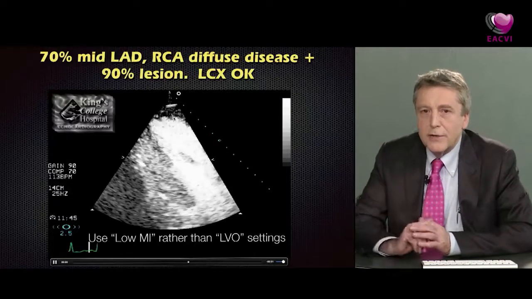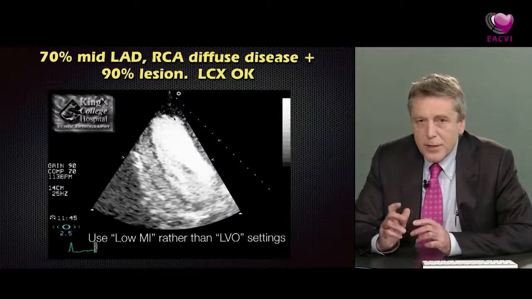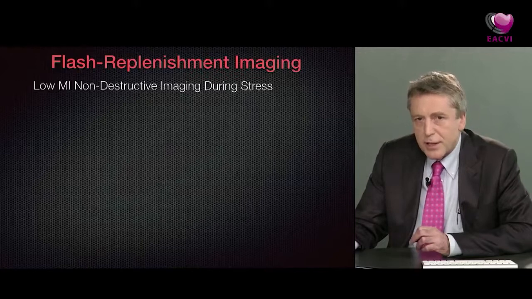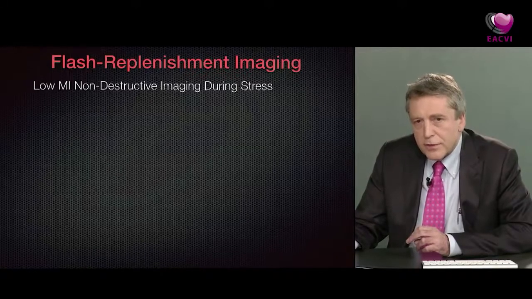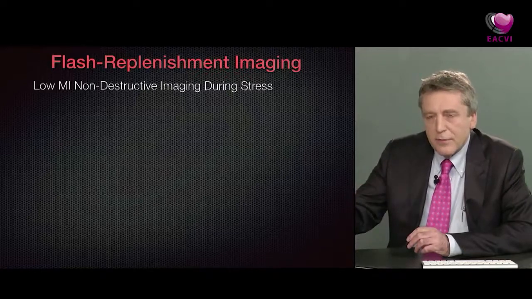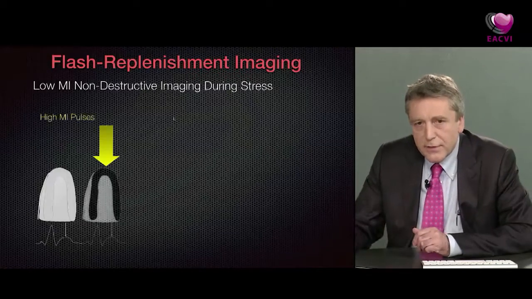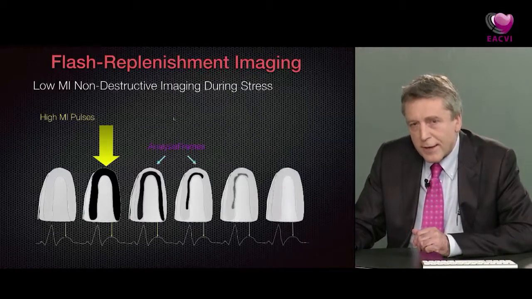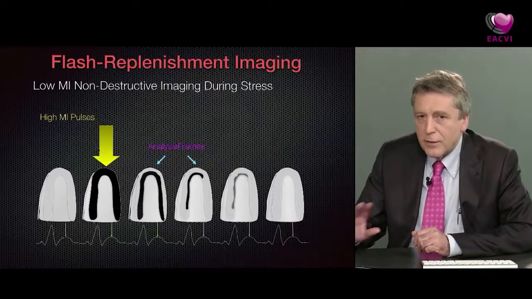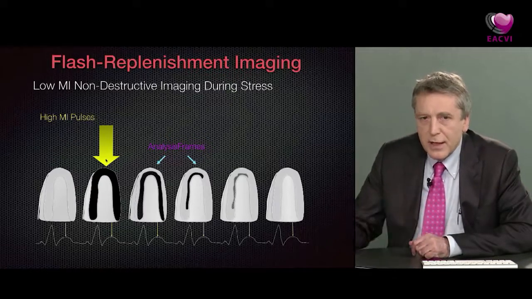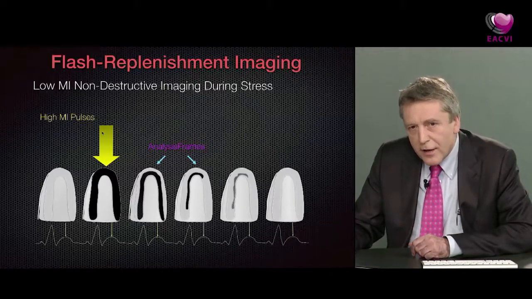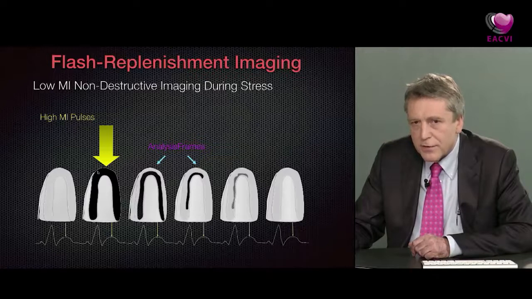Now, one of the other techniques that we use that I haven't talked very much about, but just briefly mentioned, is flash replenishment imaging. The reason we want to do this is to look at the myocardial blood flow velocity. We do this by firing a high intensity frame, actually about 7 to 10 frames, at the same output power that we use for conventional transthoracic imaging, and that destroys the contrast in the myocardium. So we start off at a low MI, fire a few frames at a high MI, which wipes out the contrast in the myocardium, and then we watch it replenish back into it.